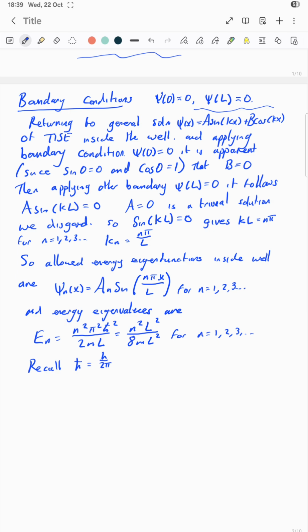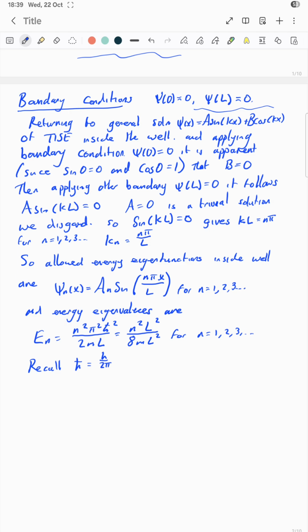A equals 0 is a trivial solution, which we discard because it's of no real use. So we take sin(kL) = 0, which gives kL = nπ, because we're always moving across in integer values of pi, for n equals 1, 2, 3. So k_n equals nπ over L. So the allowed wave functions inside the well are ψ_n(x) = A_n sin(nπx/L) for n equals 1, 2, 3, and so on and so on.